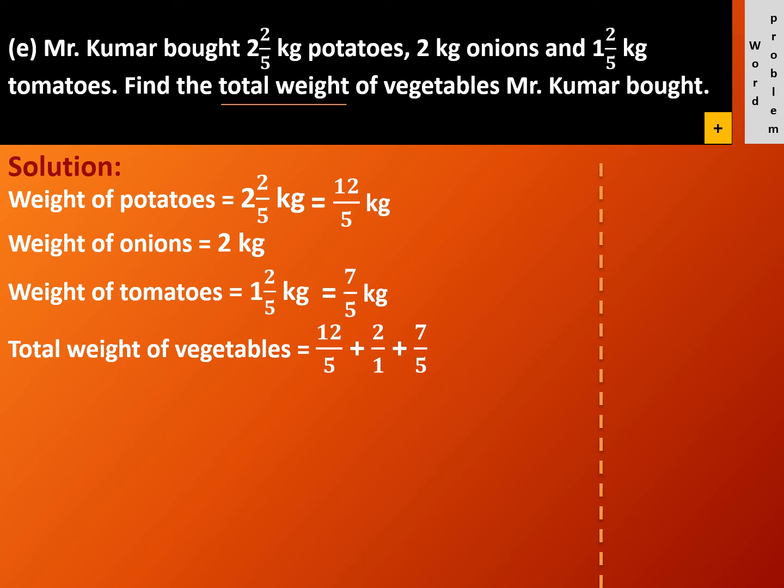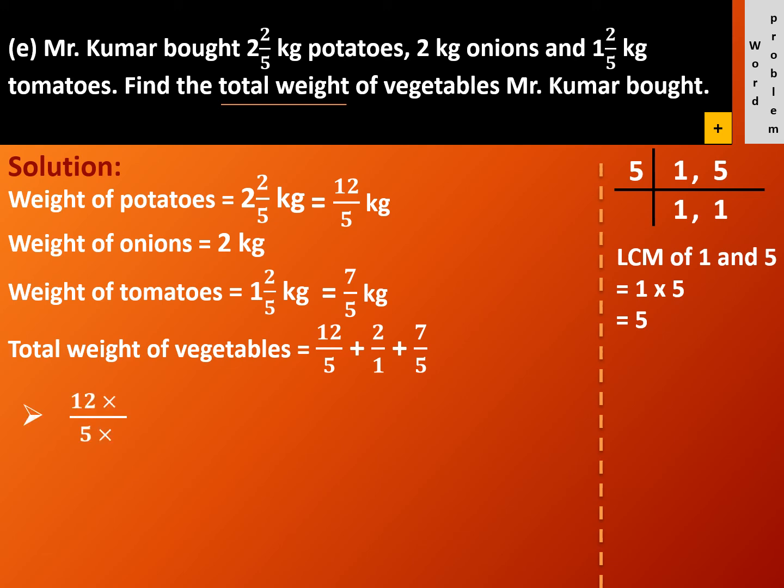To make the denominators the same, we will convert them into like fractions. For this, we need to find the LCM of 1 and 5. As we see, the LCM of 1 and 5 is 5. So we have to bring 5 at the place of the denominators. Our first fraction is 12/5 and we want 5 at the place of the denominator.